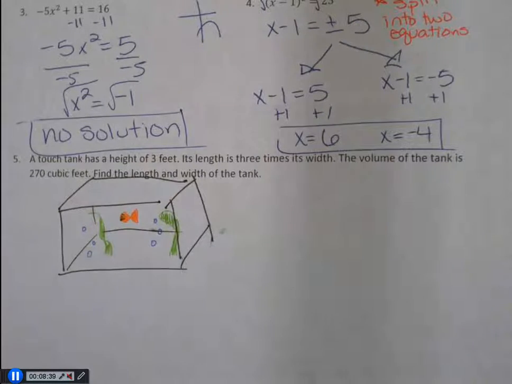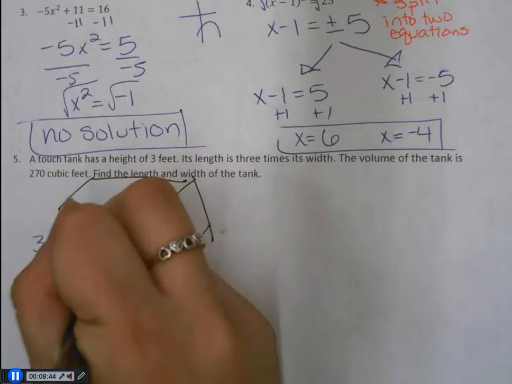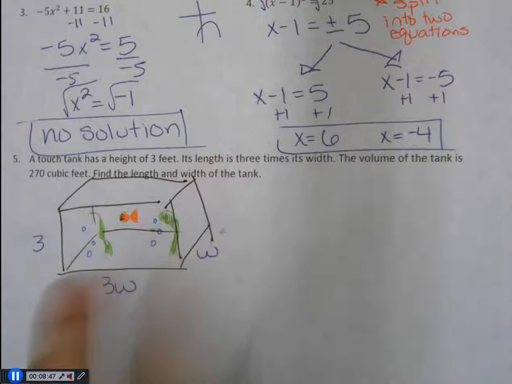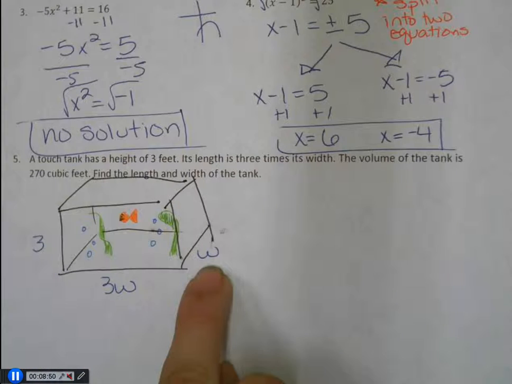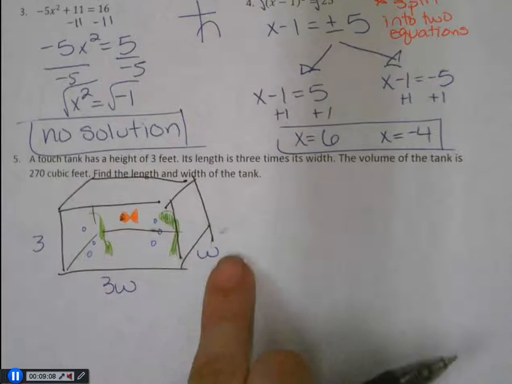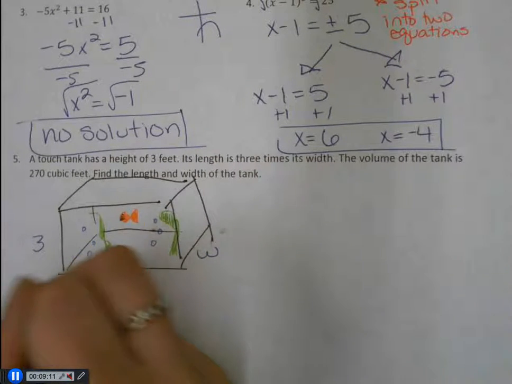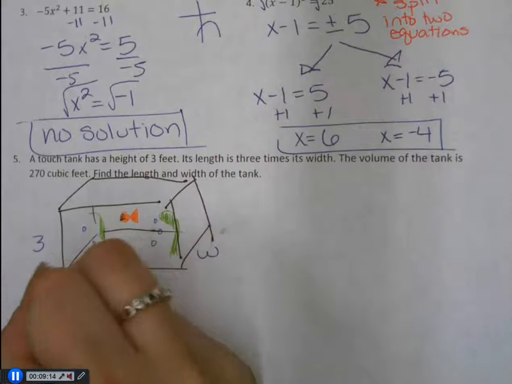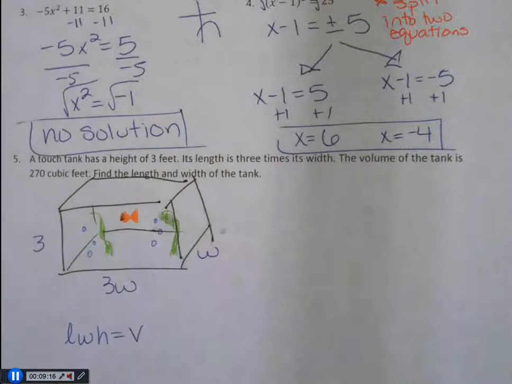Okay, so now I actually need to focus on the problem. It says it's 3 feet tall, and its length is 3 times its width. So I'm going to do 3W for my length, and W for my width. Okay. So, do you guys remember how to find the volume of a tank? I mean, volume of the rectangular prism. I multiply all 3 of these numbers together. So the formula is length times width times height equals my volume.